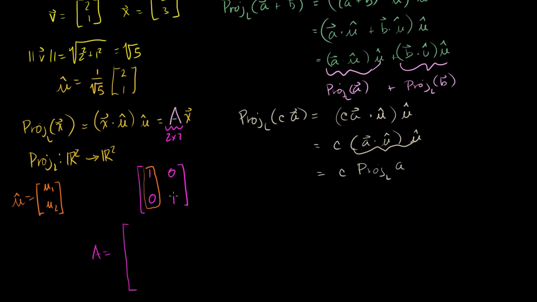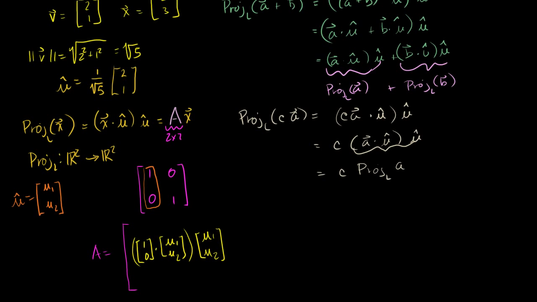The first thing I want to do is figure out the projection onto L. We know the projection is just equal to this dot this times that vector. So it's the vector 1, 0 dot the unit vector u, which is u1, u2, and we're going to have that times my unit vector, times the vector u1, u2. This is going to be my first column in my transformation matrix.